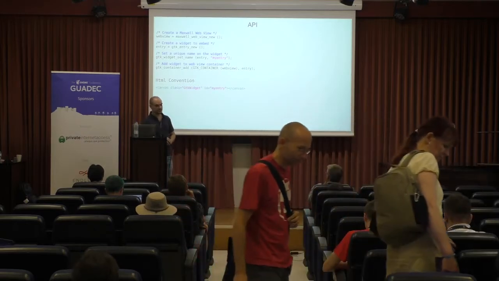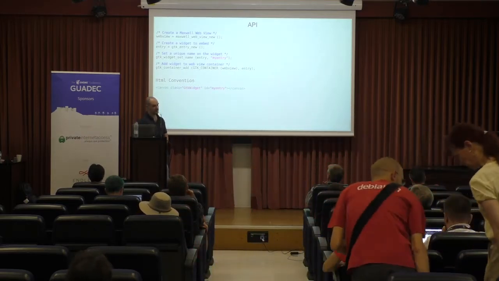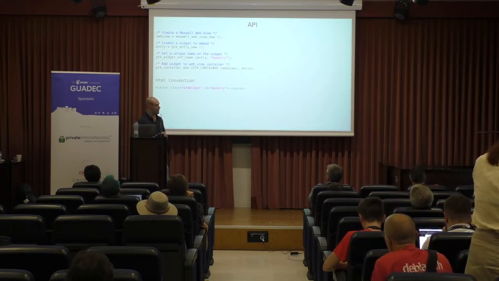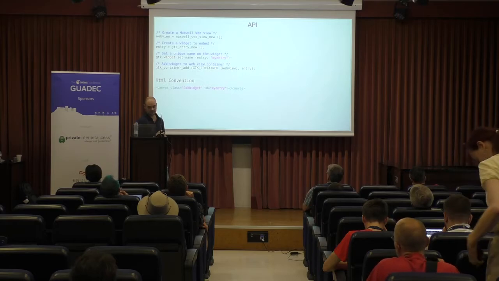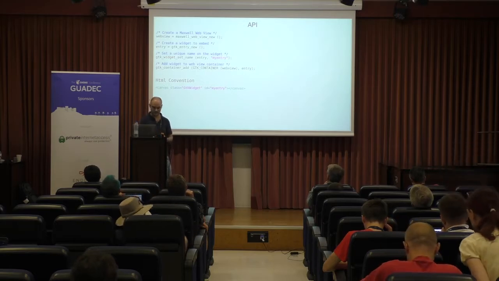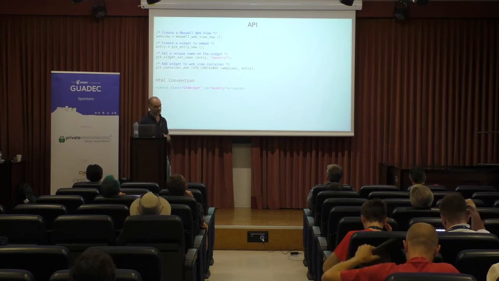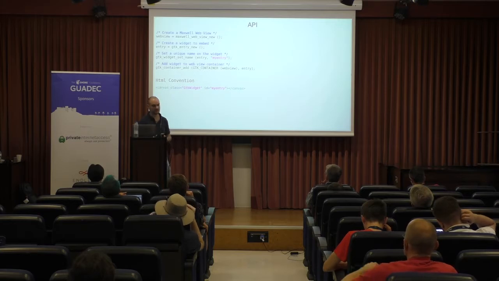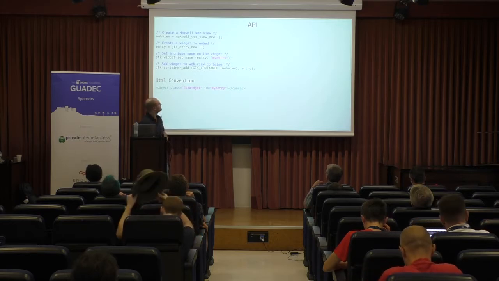And the only special thing that you need to do, we need a way to tell where we want that widget in the DOM tree. And all you have to do is create an element, a canvas element, with a special class called GTK widget, and the ID that you set as the name of the widget.